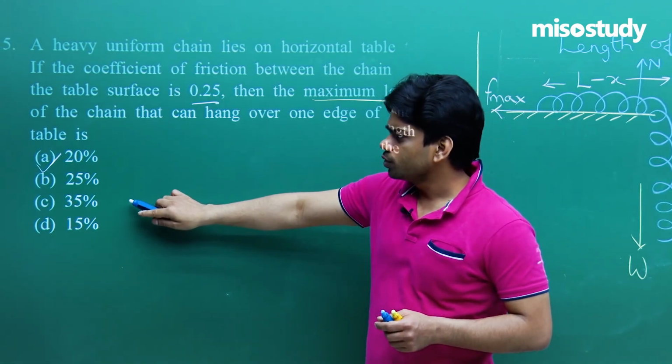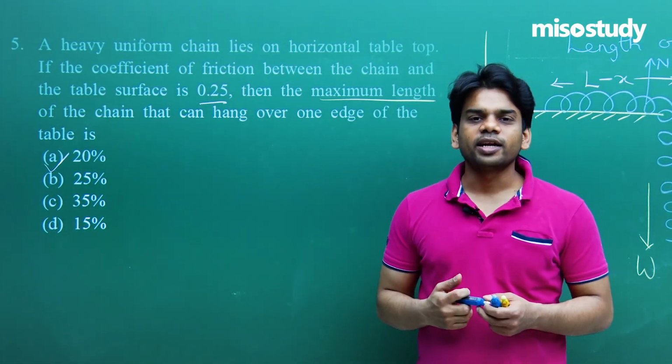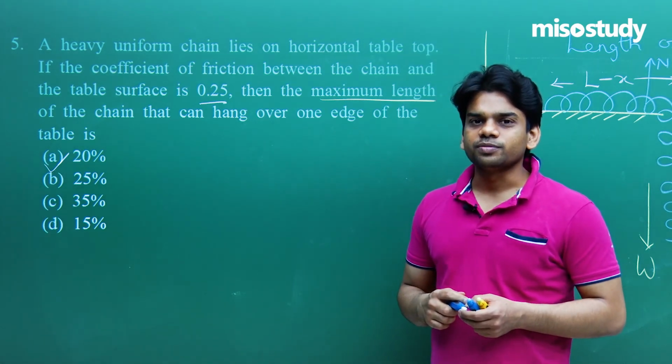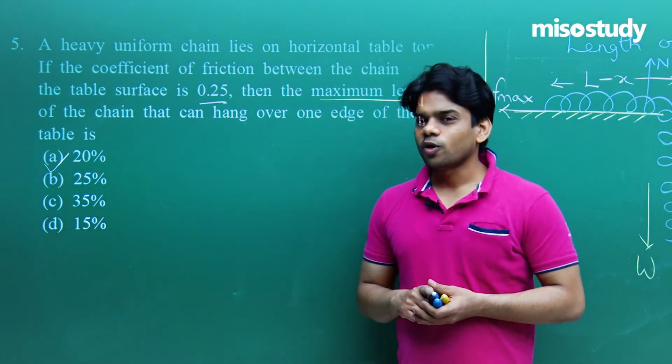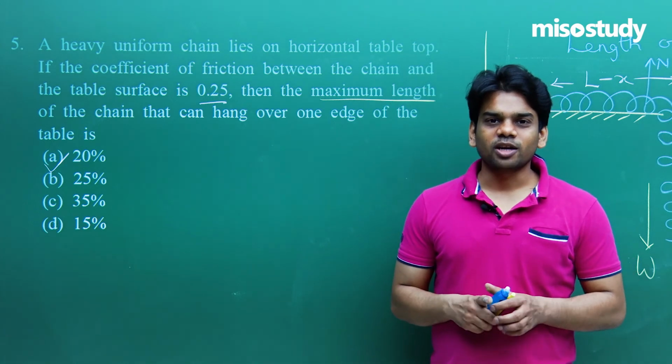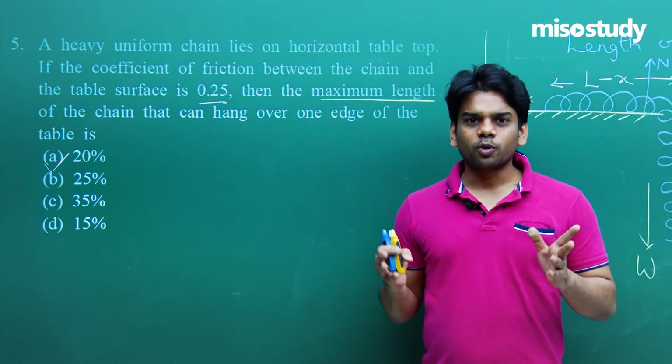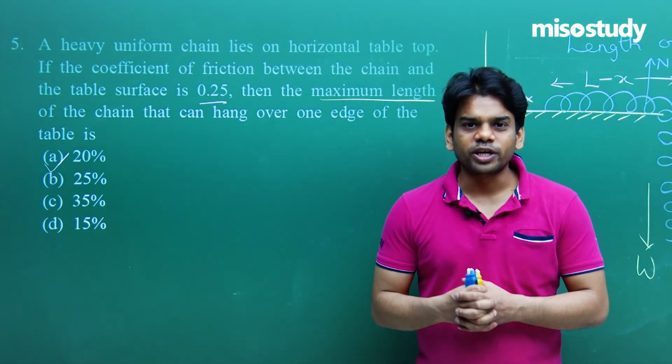B 25 no, C 35 no, D 15 no. All are incorrect. This is how we have to solve this question. I believe that you have learned a lot with all these basic questions. Already we have taken more time. I believe that this exercise will be quite helpful to you all in your preparation for the NEET examination.